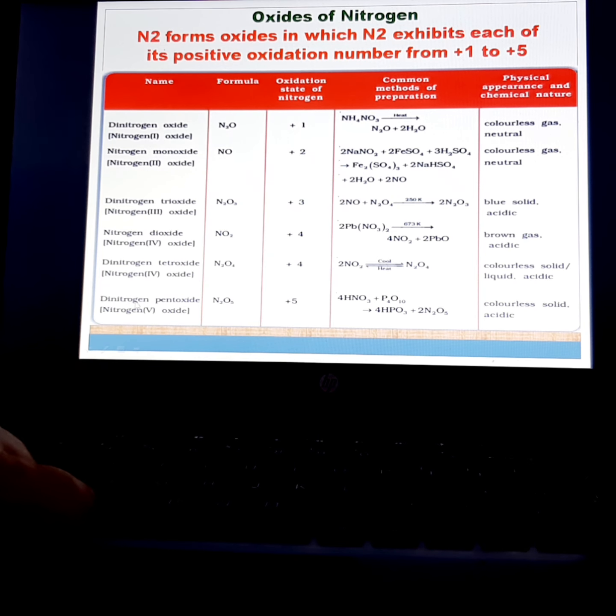Last one is dinitrogen pentoxide. Its formula is N2O5. Oxidation state of nitrogen is +5 and it is prepared by treating nitric acid with phosphorus pentoxide, P4O10. Actually, it is P2O5; P4O10 is the dimer of P2O5, so that is why it is also known as phosphorus pentoxide. Detailed explanation is coming. It is a colorless solid and it is acidic. There is no need of memorizing all these things.